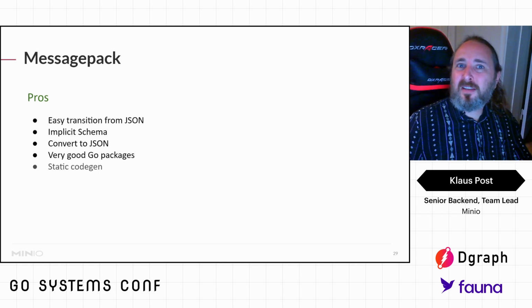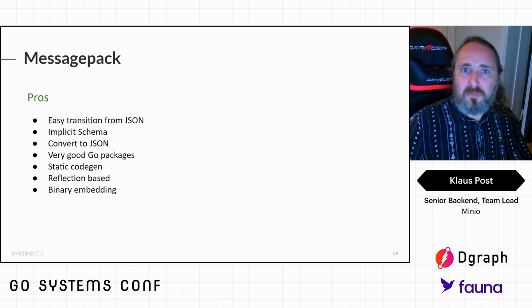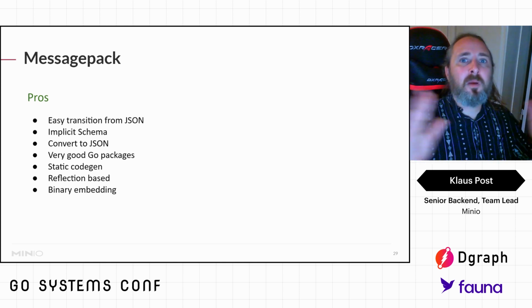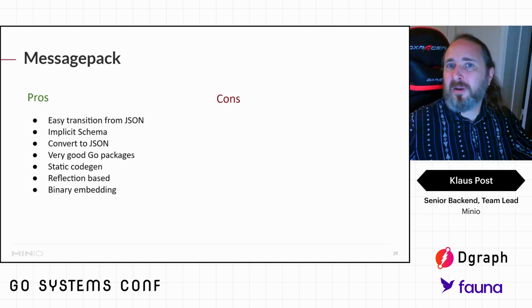Some of them have static code gen that allows you to generate marshal and unmarshal functions from existing code. There are also reflection-based implementations, so you can choose what makes sense for you. An important thing compared to JSON is that it has binary embedding. So binary is just a memory copy to insert binary data.